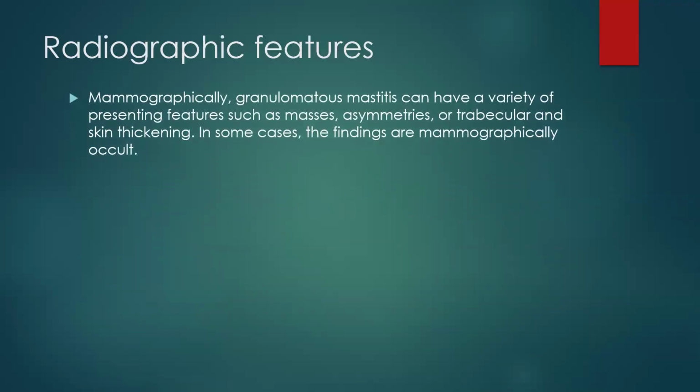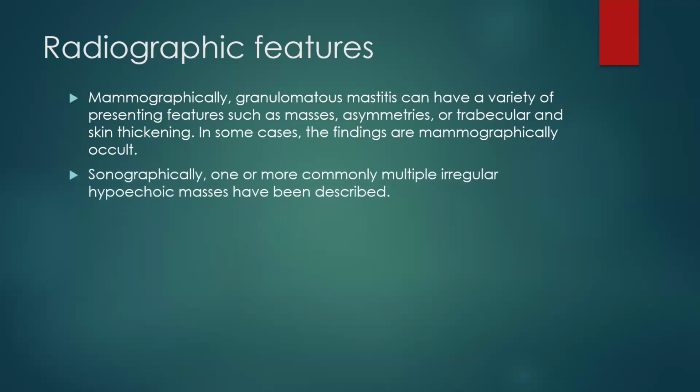Regarding its radiographic features, when it comes to mammography, granulomatous mastitis can have a variety of presenting features such as masses or asymmetry or trabecular and skin thickening. In some cases, the findings are mammographically occult or normal.